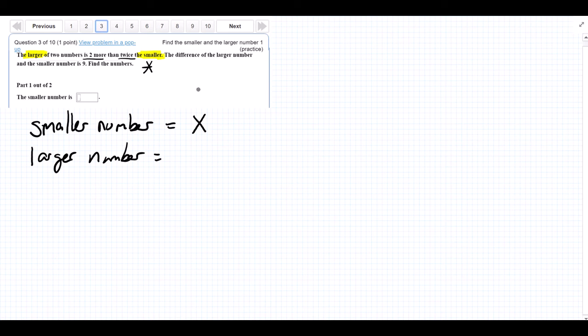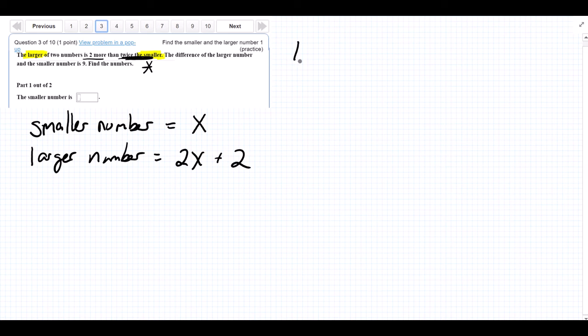The larger number is 2 more than twice the smaller. We're saying x stands for the smaller number, so twice the smaller would be 2x. There's the twice the smaller part, and then we have 2 more than that, so we'll add a 2. So the symbol for the smaller number is x, and the symbol for the larger number is 2x plus 2.